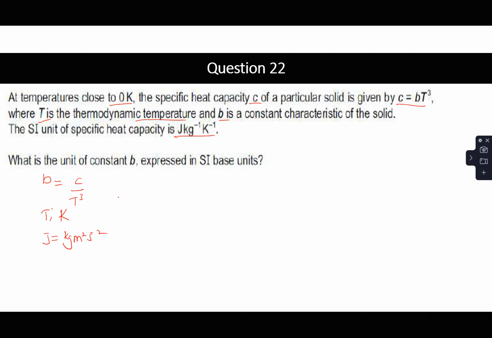So we now combine and simplify. The base units of B will be specific heat capacity, which will be kilogram meter squared per second squared for the joule, times per kilogram times per Kelvin, divided by T power 3, which is Kelvin power 3. When you simplify, you remain with kilogram meter squared s power negative 2. Oh, kilogram has cancelled. So per kilogram and kilogram have cancelled out. I had not seen that.